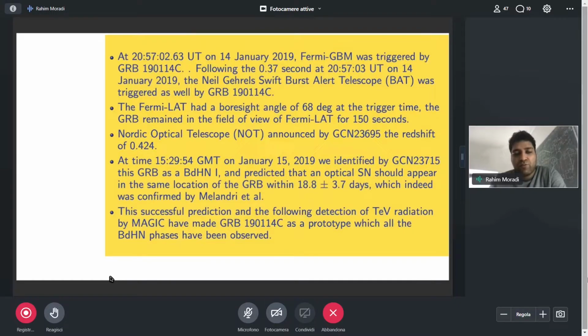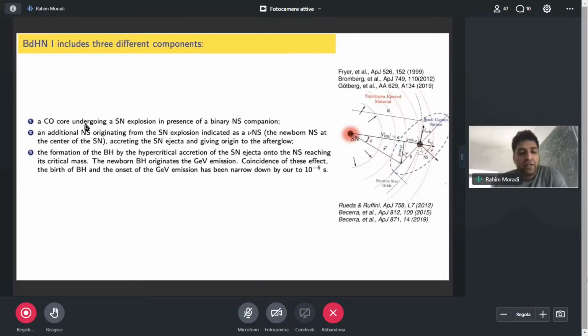So this successful prediction, since this GRB has a very complete set of data, made us analyze it as a BDHN. So what is BDHN? In short, if I want to explain the BDHN theory, we have a carbon-oxygen core which undergoes a supernova explosion. Then as a remnant, a new neutron star will remain, and the supernova ejecta will go to the binary companion neutron star.